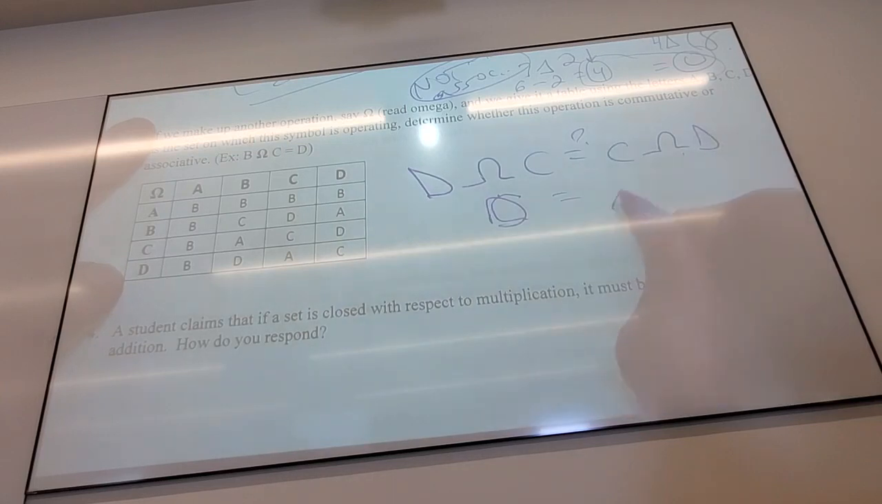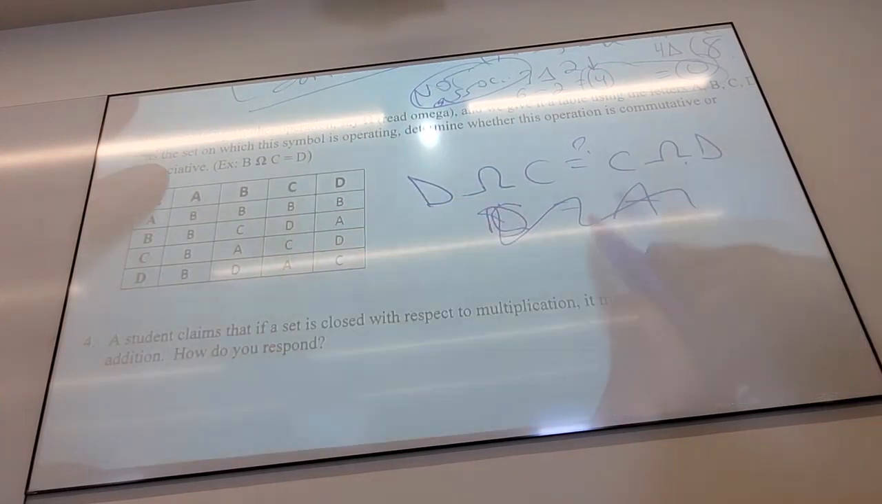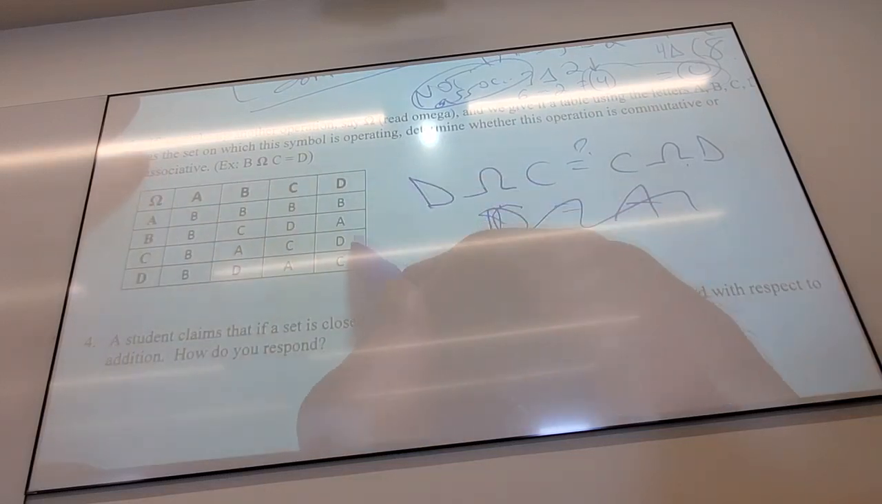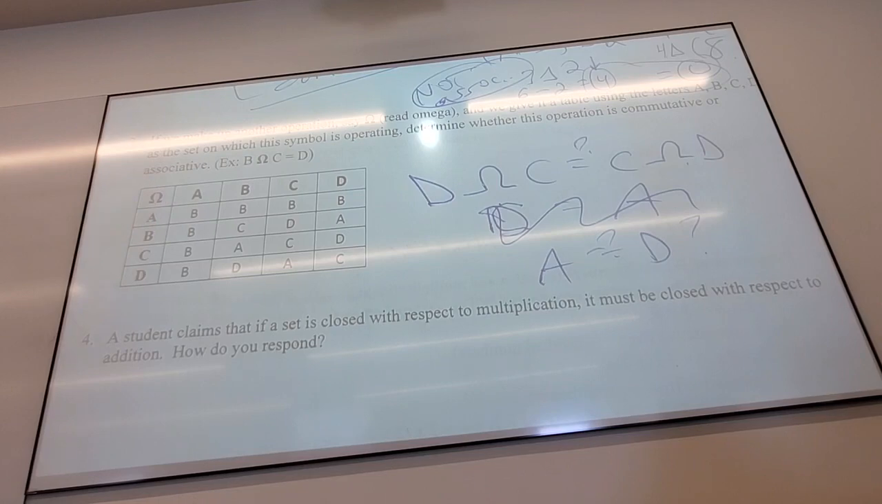I like it. No, you'll get it right, Jeff. D omega C is A, and C omega D is D. Is that true? Yes. Is A equal D? No. Okay. So is this commutative? No.